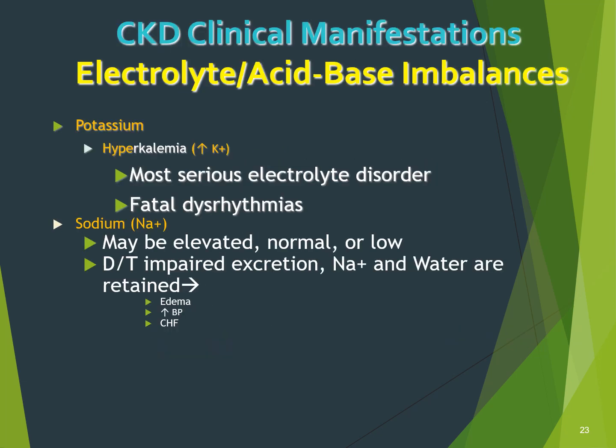Electrolyte and acid-base imbalances. So a reminder, I've said it before and I will keep saying it, potassium is the most serious electrolyte disorder. It causes fatal cardiac dysrhythmias. Sometimes the potassium levels can even reach up to 7 to 8 in these patients. Hyperkalemia results from a decrease in excretion of potassium by the kidneys, breakdown of cellular protein, bleeding, and metabolic acidosis.